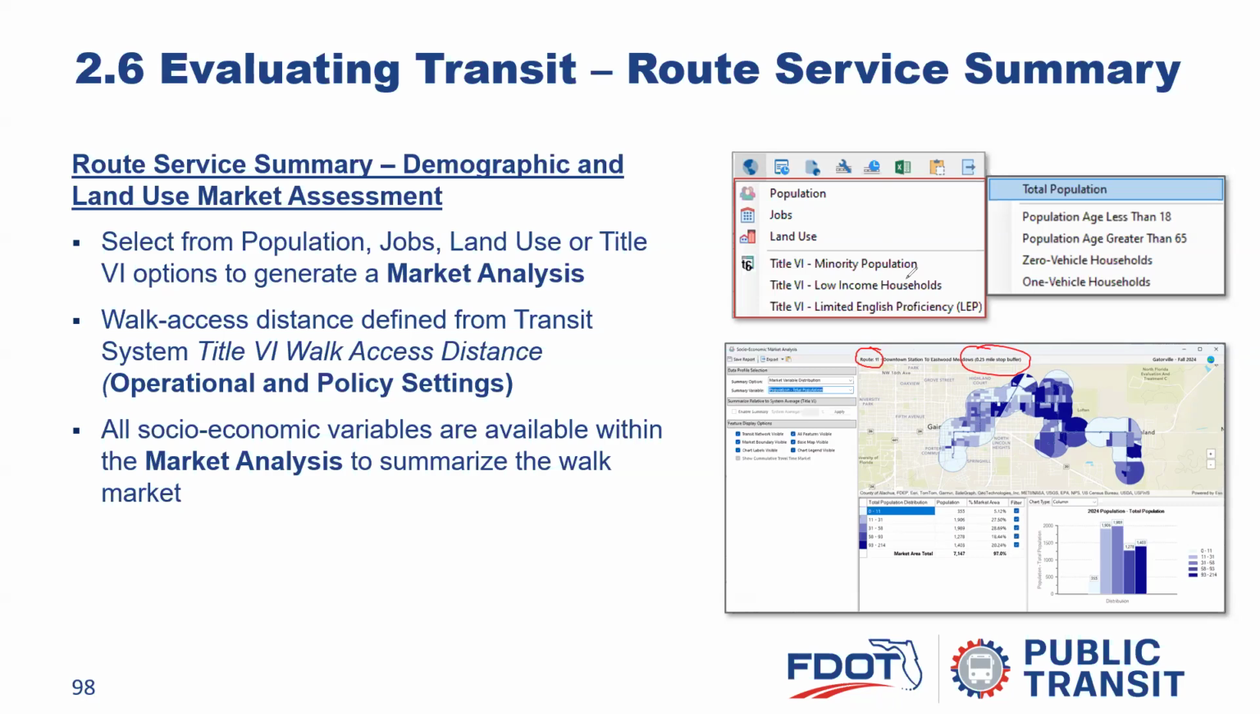So if your policy was half mile, then this default population, jobs, land use would be a half mile. Whatever is defined in the transit system policies is what pops up here and is basically the market for this particular route. Of course, there are lots of tools to change the market to make it whatever you want it to be, and we'll go over those, but this is just a very quick way of getting to these maps.